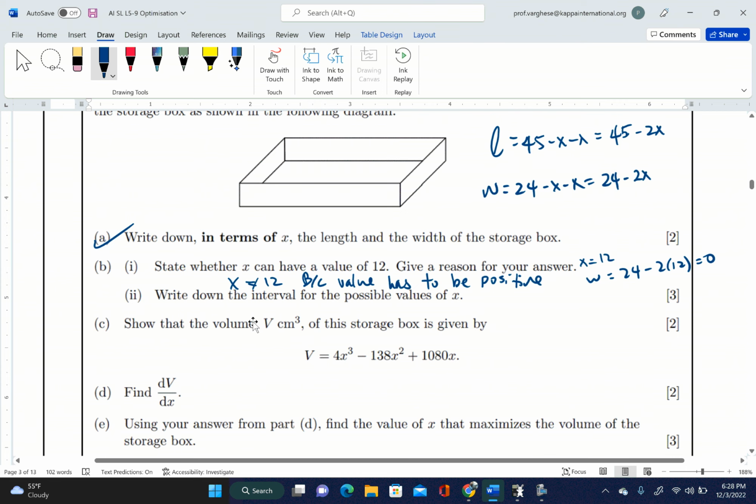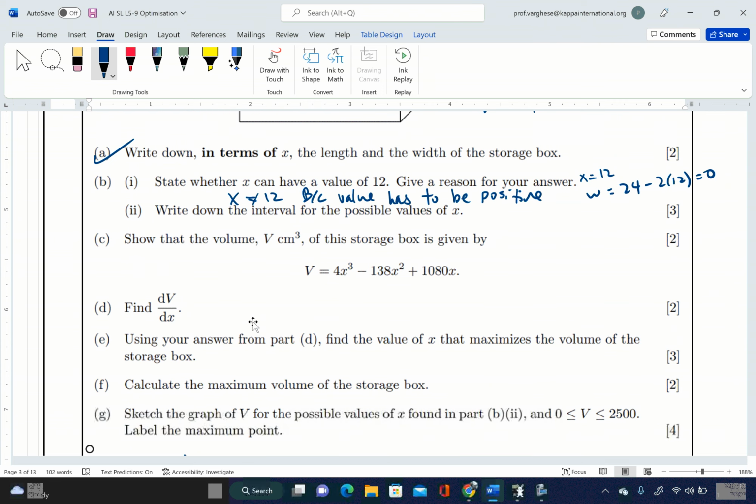Next one says for C, show that the volume of the storage box is given by this. So for C, we're going to go ahead and take our volume function, which we know is volume equals length times width times height. So we have our length is going to be 45 minus 2x times our width, which was 24 minus 2x, and times our height. Again, the corners of the box are folded up, so that's going to be x.